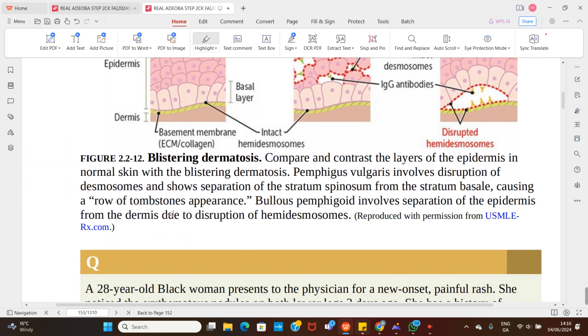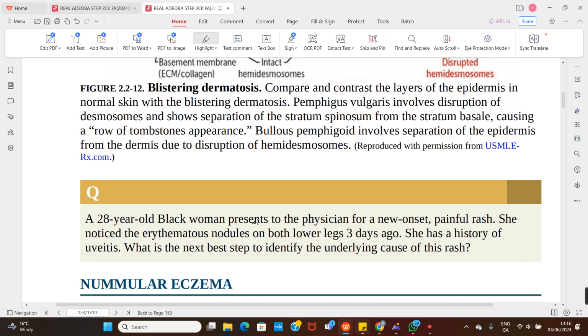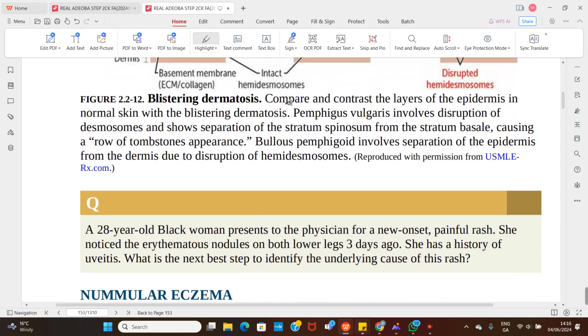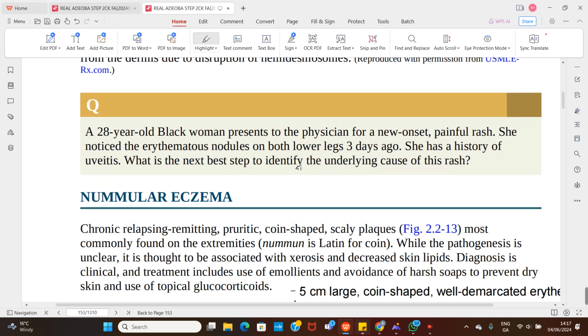So just to look at the short note here, we compare and contrast the layers of the epidermis in normal skin with blistering dermatosis, right? Pemphigus vulgaris involves disruption of the desmosomes and shows separation of the stratum spinosum from the stratum basale, causing the row of tombstones appearance. Bullous pemphigoid involves separation of the epidermis from the dermis due to destruction of the hemidesmosomes.